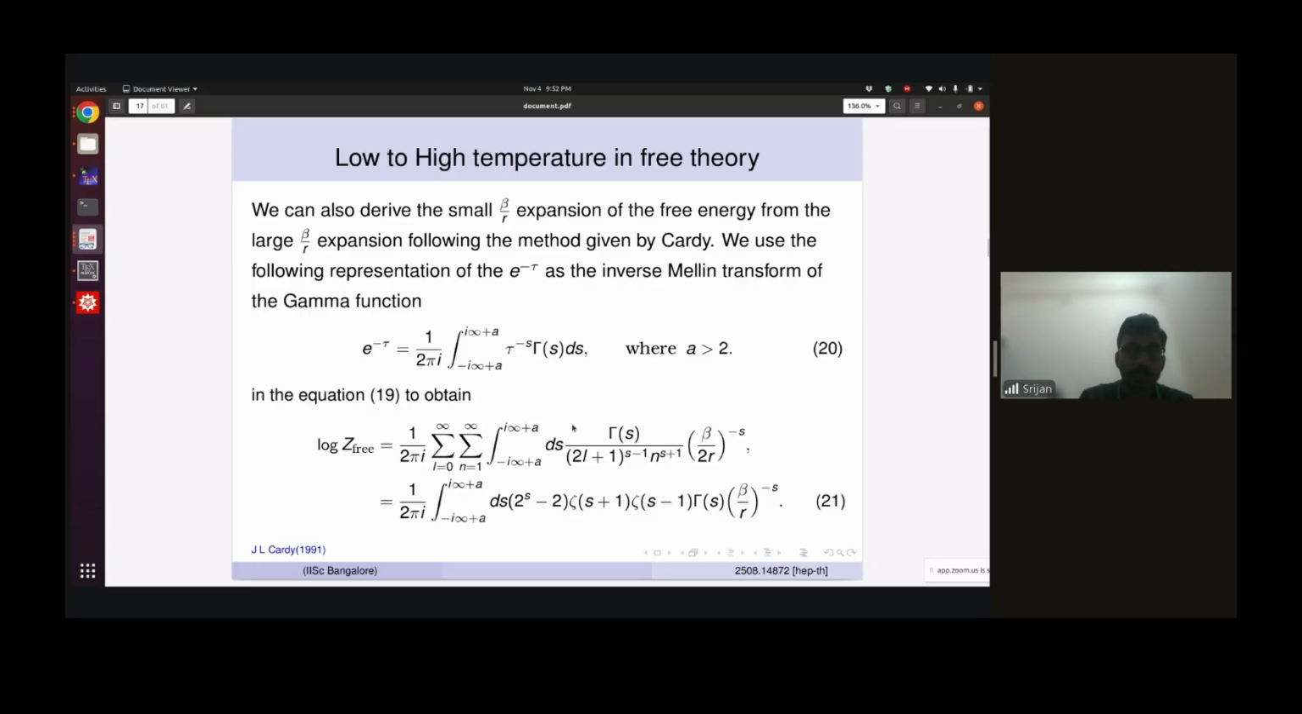Then you can do the sum over L and N, and that gives you these zeta functions. In the final step, you have to do this integral, which can be evaluated by the Cauchy residue theorem. So you can look at the poles of the integrand. For s being negative integers, there are poles because of this gamma function. At s equal to 0, there is one double pole as well as a single pole because of these zetas, and at s equal to 2 there will be a simple pole.